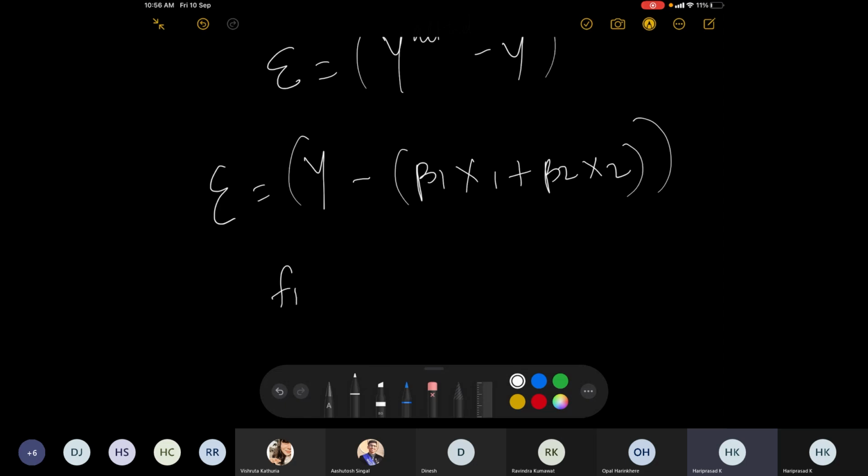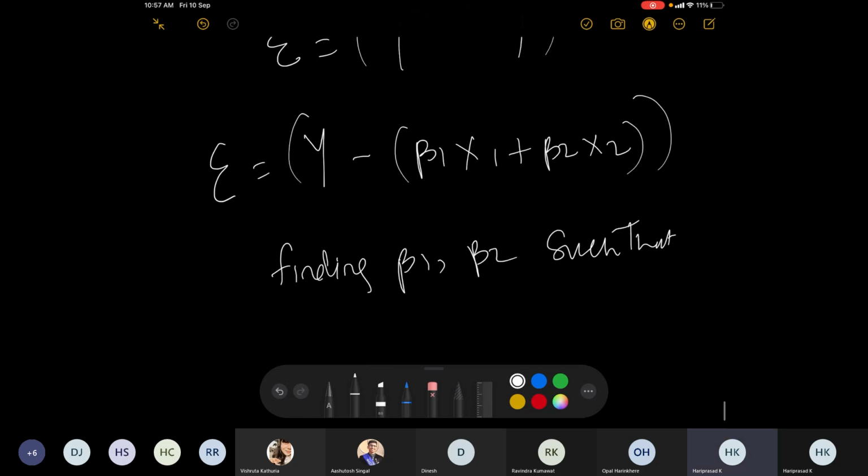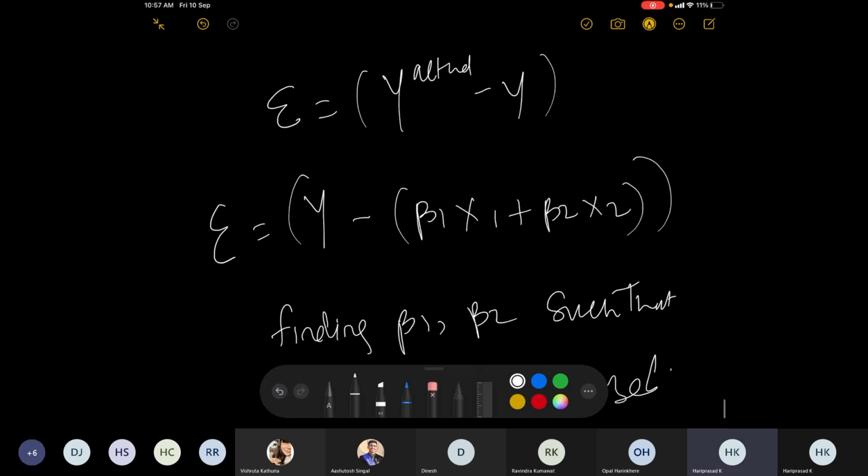So basically, what is the problem? You are interested in finding beta 1 comma beta 2 such that epsilon is minimized. So this error, the actual minus the predicted model output, has to be minimum. Any questions at the moment?